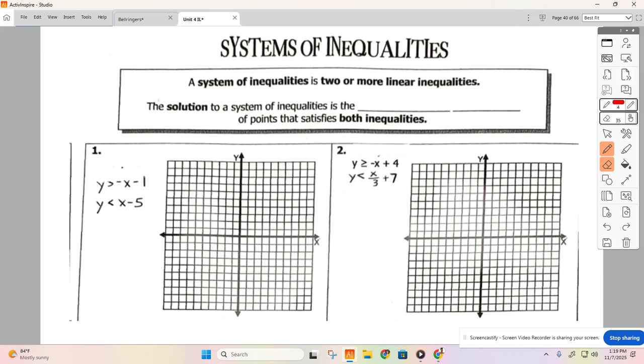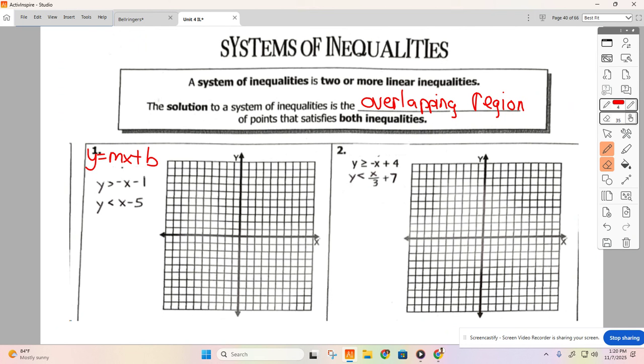For your system of linear inequalities, the solution to the system is the overlapping region of the graph. In order to graph these, you have to remember slope-intercept form is y equals mx plus b.